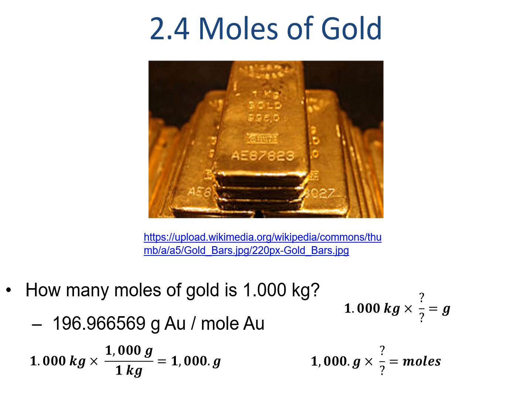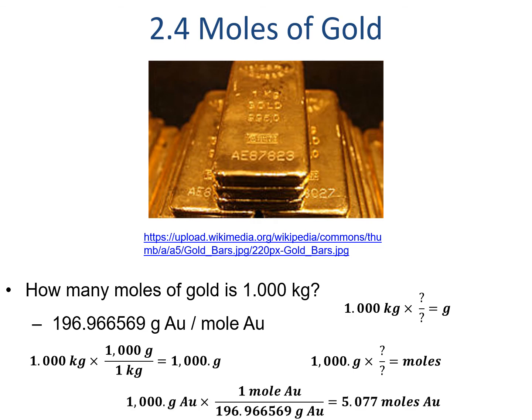Now that we have grams, we can convert to moles using the same reasoning as before. We keep 1 with the moles of gold and put it on top and put 196.966569 grams of gold on the bottom, effectively dividing it by the molar mass. We get 5.077 moles of gold, 4 significant figures. For reference, this is about 3 times 10 to the 24th atoms of gold.